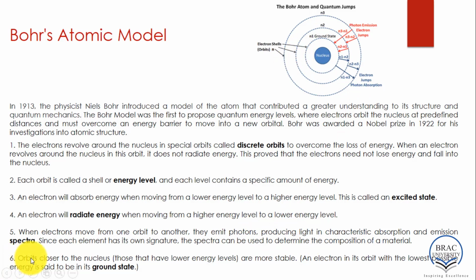Number 6. Orbits closer to the nucleus are more stable and they have the lower energy level. An electron in its orbit with the lowest possible energy is said to be in its ground state. So n equals 1, which is the K shell, is the ground state and has the lowest possible energy. So these are the postulates of Bohr's atomic model.